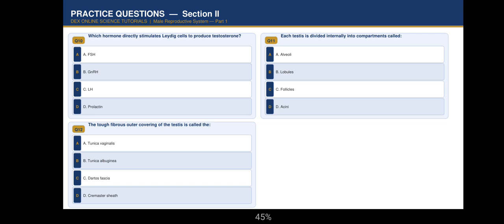Now, number 11. Each testis is divided internally into compartments called, yes, the answer is lobules. We just discussed that, option B. Lobules, and each of the lobules contains seminiferous tubules. So lobules contain tubules, something like that. Now, question number 12. The tough fibrous outer coating of the testis is called, well, I may not have mentioned it in this class, but just take this as a fact. It is called the tunica albuginea. That's the tunica albuginea you have been hearing of. It's a tough coating that envelops the testis.